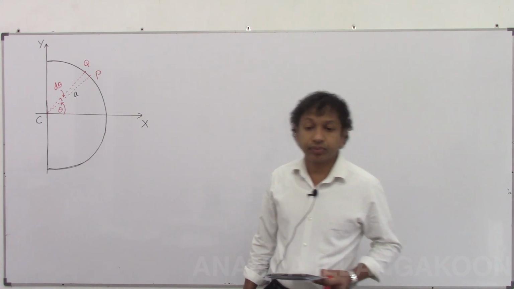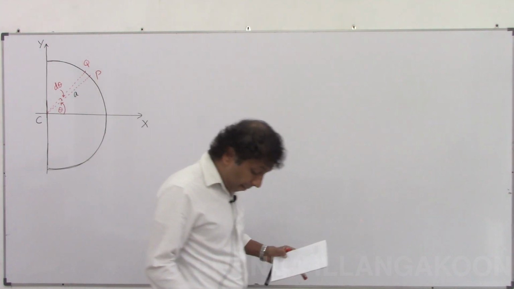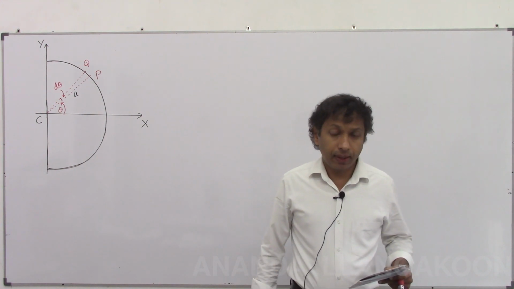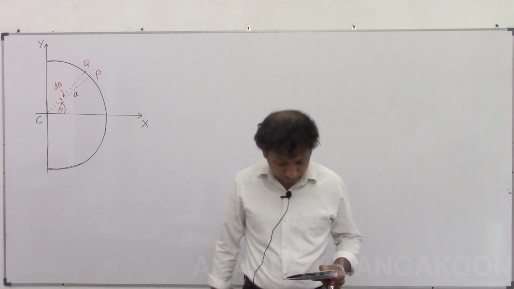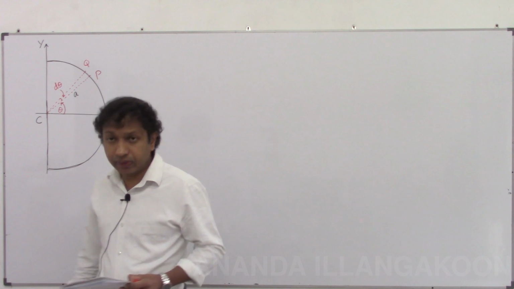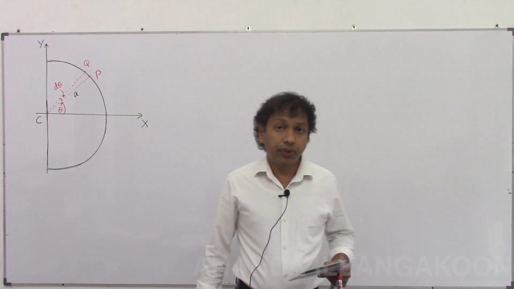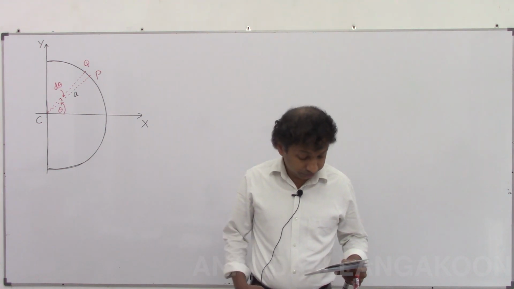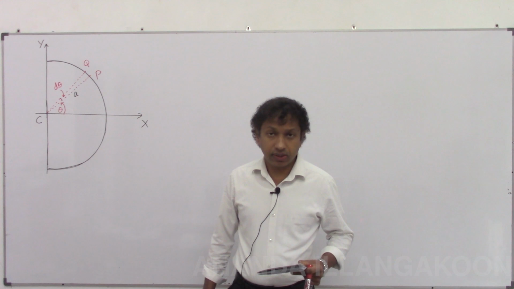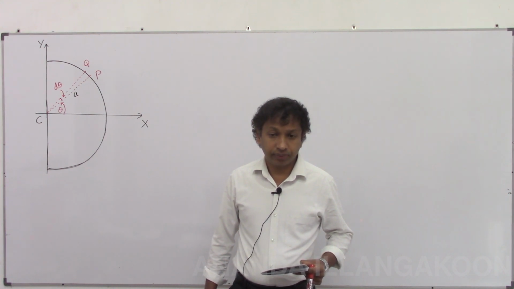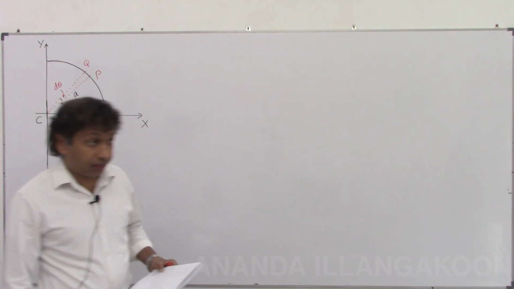Start from a new line. Due to symmetry about the x-axis, the center of gravity of the semicircular arc lies on the x-axis.